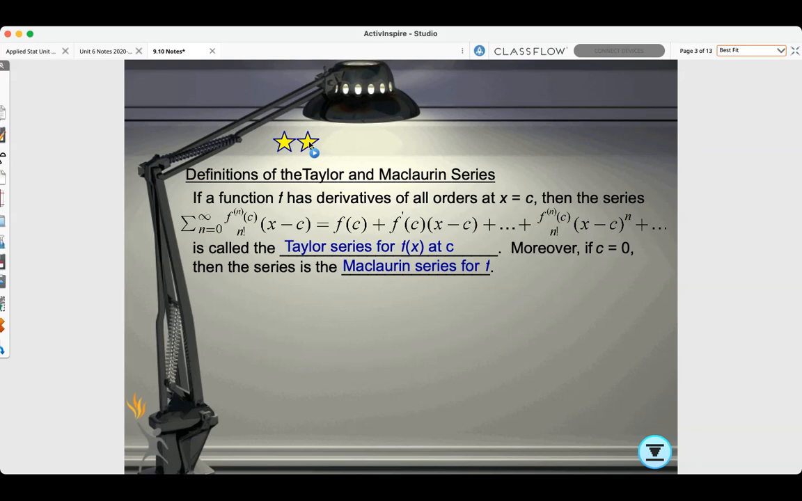We did this, but cut off, so we called it a Taylor polynomial. With a series, we don't cut it off. This is a series because it goes on forever. It's the same thing. You take the derivative and divide by the factorial. You just need to remember Maclaurin is centered at 0.